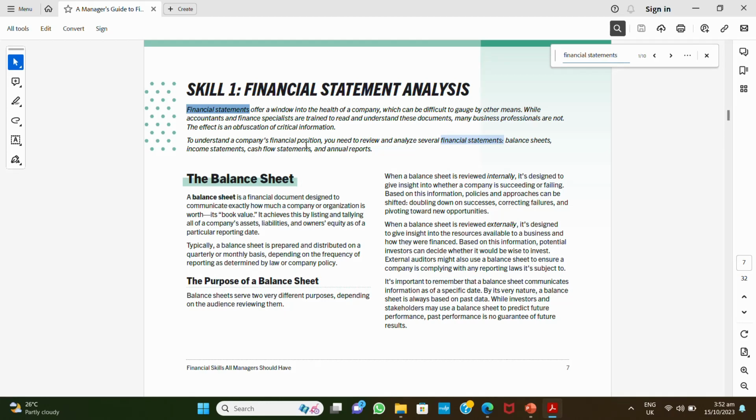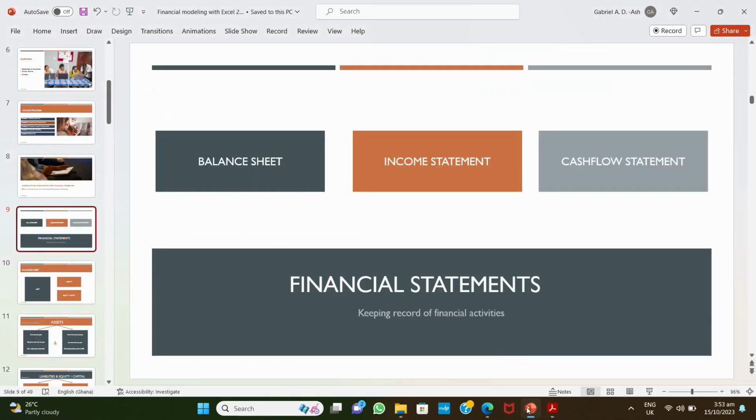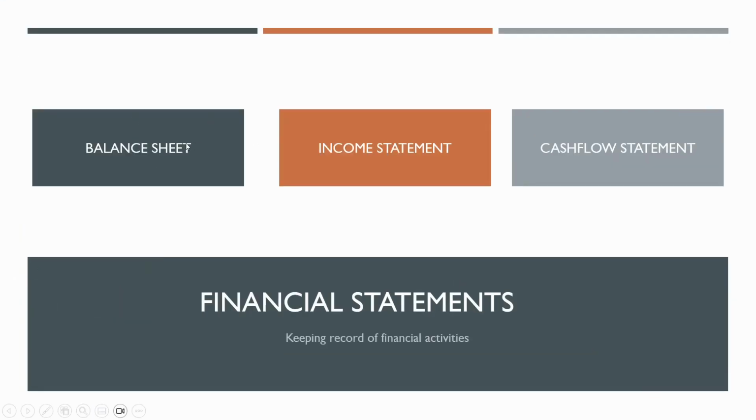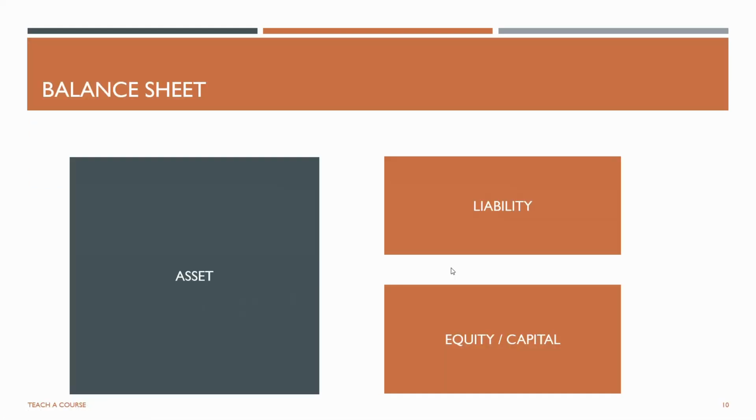According to this, as you can see, to understand a company's financial position, you need to review and analyze several financial statements, which include the balance sheet, the income statement, and the cash flow statement, together with the annual report, which is not part of our section. So we have the balance sheet, the income statement, and the cash flow statement, which we will be interested in. That is why we have the three financial statements here. Okay, back to our section now. Balance sheet, income statement, and cash flow statement.